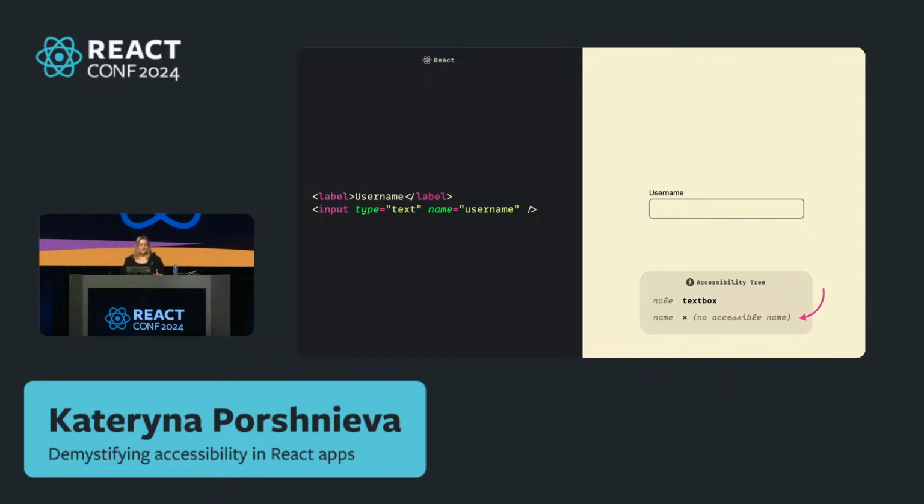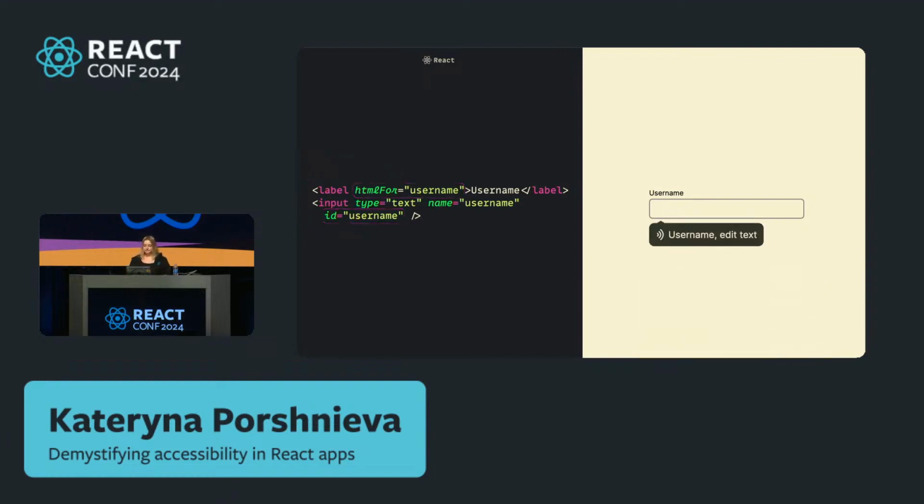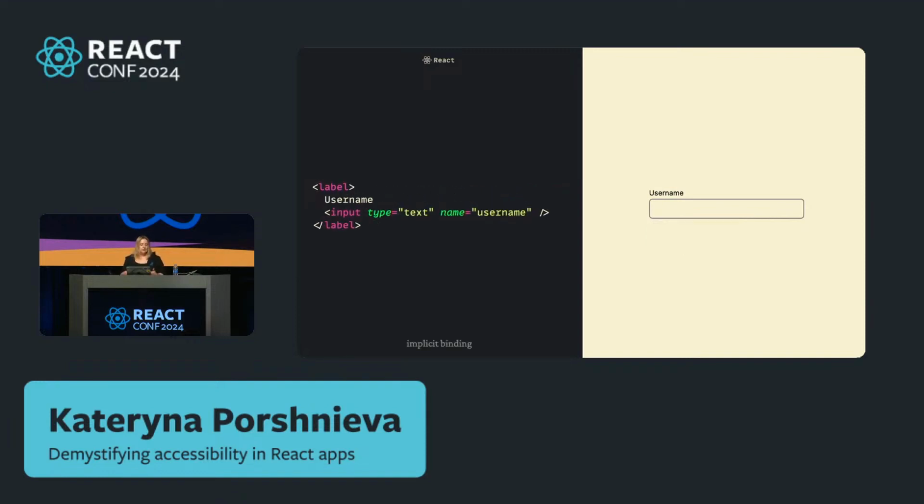We can see that this input doesn't have any accessible name, which is exactly what the screen reader uses to announce elements. And this is because the screen reader doesn't know that this label belongs to this input. To fix it, we need to explicitly connect the label element with the input element using the for and ID attributes. Now, the contents of the label will be used as an accessible name and therefore can be announced to the user. Username, edit text. You can also use implicit binding for the labels by wrapping the label around the input. But generally, this method is less supported by different versions of screen readers. So if you're using this, explicit binding with the for and ID attributes is still preferred.